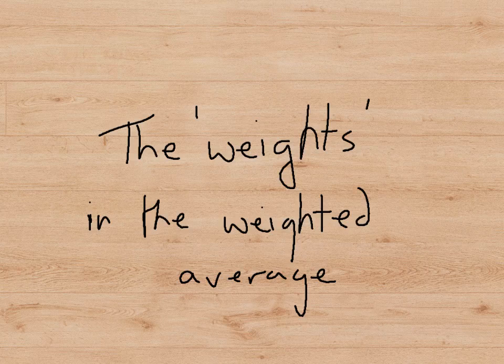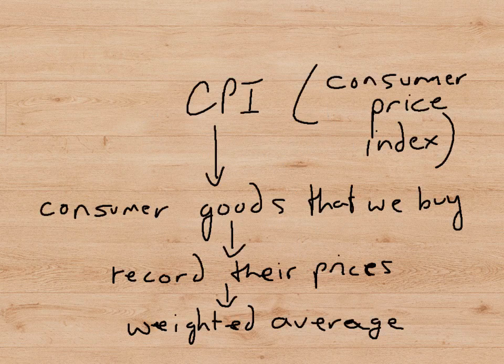This presentation attempts to explain where the weights come from when we calculate a weighted average, which is what we do when we want to form an index number, for example, the Consumer Price Index that tells us about consumer inflation. So let's look at the Consumer Price Index and look at the weights which are included in the CPI.